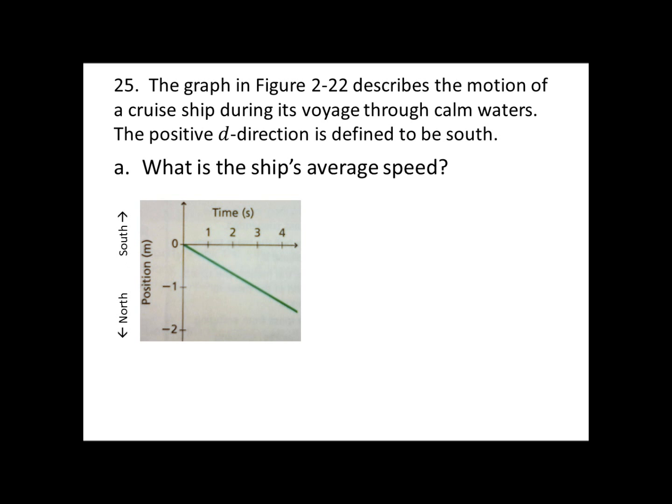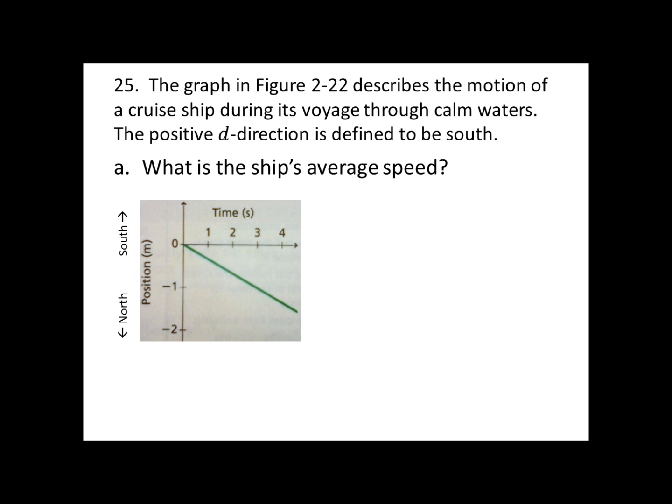Now let's take a look at the graph first. It's a little odd, but totally legal, to make the positive D direction south. That would make the negative direction north. I just want to make note of this because it is kind of unusual. So in order to find the ship's average speed, we're going to need to talk about how far it goes in a certain amount of time.